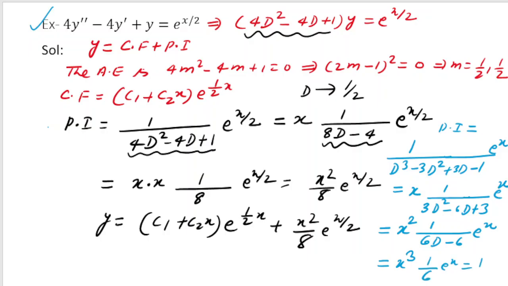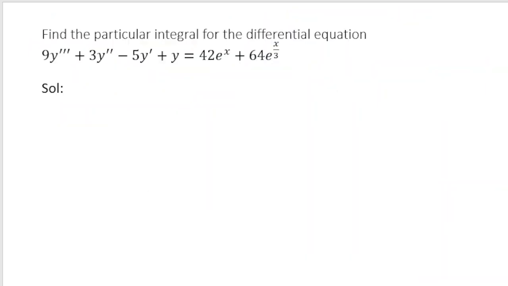So the answer is 1 by 6 x cube e to the power x. So I hope you have understood the process. We repeat the multiplication by x in the beginning and differentiation of the denominator term till the time we get a non-zero denominator, right? So I hope the process is clear up to now.